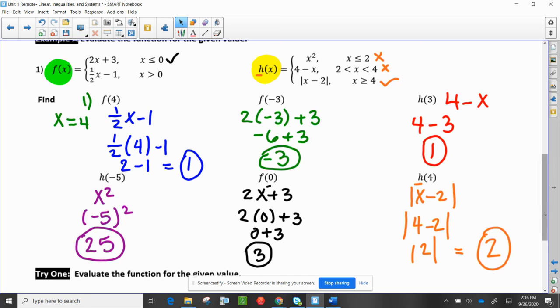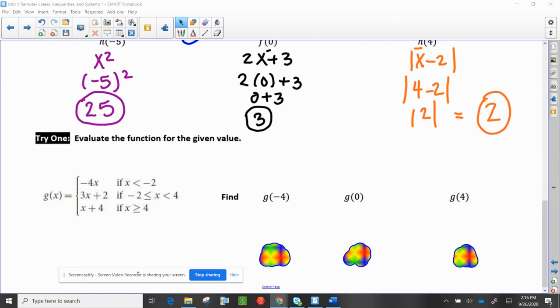Okay, so you guys are going to try this one. So I have 3 functions here for this function g of x. So g of x is -4 if x is less than -2. 3x plus 2 if x is greater than or equal to -2 but less than 4. And then x plus 4 if x is greater than or equal to 4. So start with finding this first one. What is g of -4?